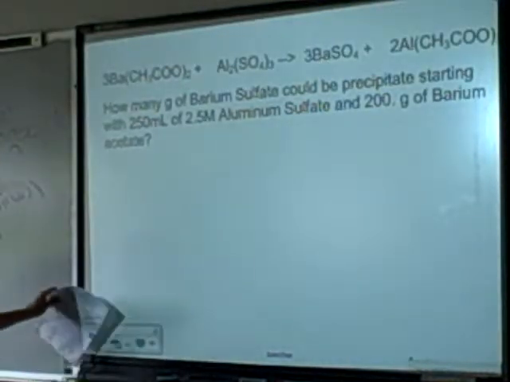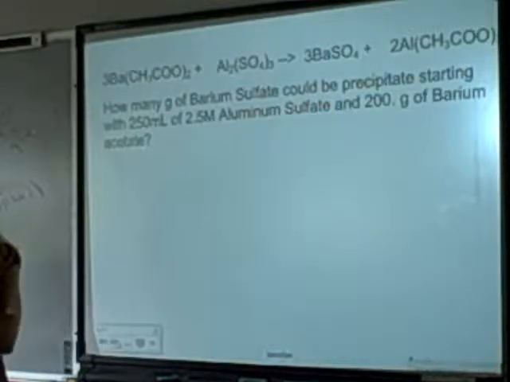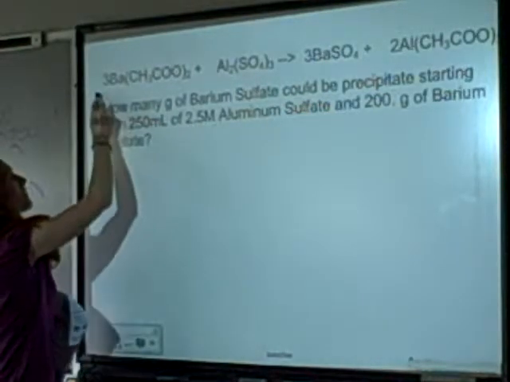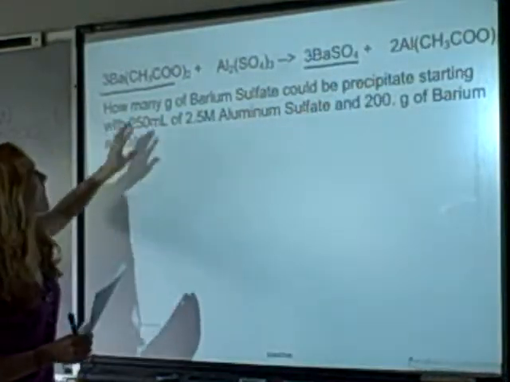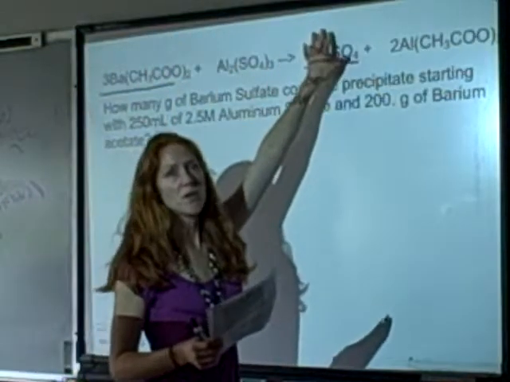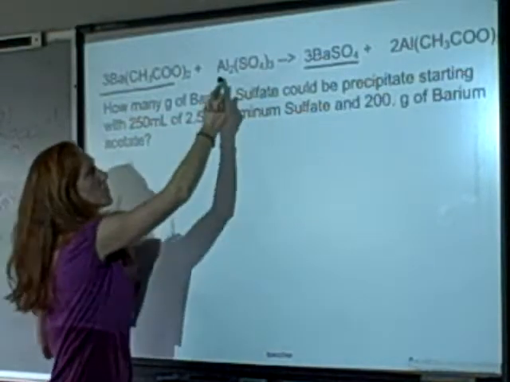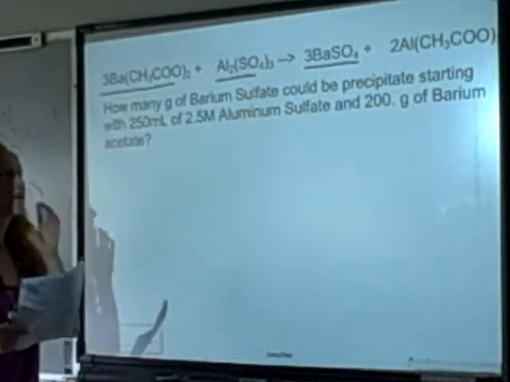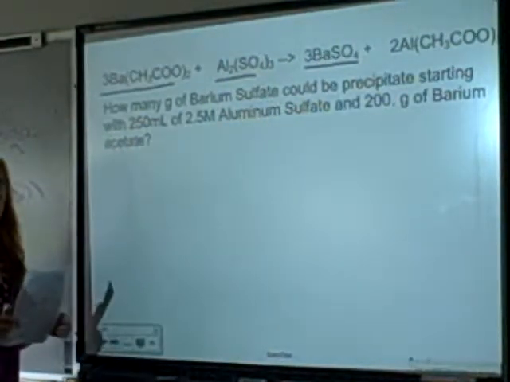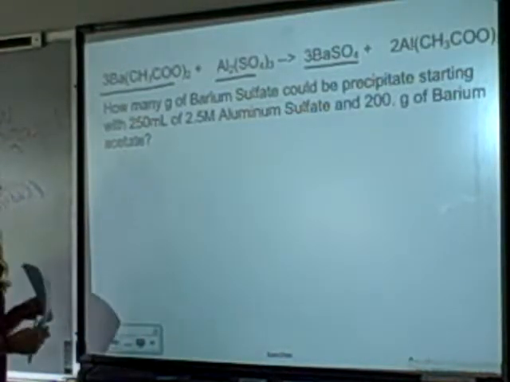Okay, so how many grams of barium sulfate could precipitate starting with 250 milliliters of 2.5 molar aluminum sulfate and 200 grams of barium acetate? So you have information about the barium acetate, and you're asking for grams of this, so we'll have to go moles of barium acetate, moles of barium sulfate, grams of barium sulfate. Then we'll do the same thing, but starting with the information about the aluminum sulfate. We'll find out how many moles that is, relate the moles of this to the moles of that, barium sulfate, and find out how much barium sulfate each reactant can make. The one that makes less is the limiting reactant, and that'll tell us our theoretical yield.